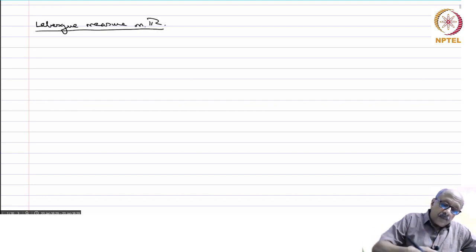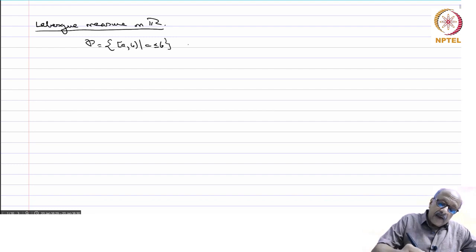Okay, so we'll now construct the Lebesgue measure on R. So recall that we have a ring. We started with P, which is the set of all (a, b], a less than or equal to b, and (a, b] equals the empty set if a equals b. On this we define mu of (a, b] equal to b minus a.